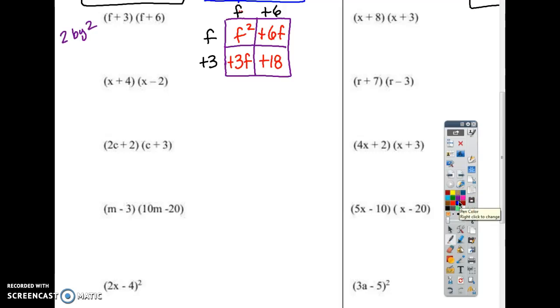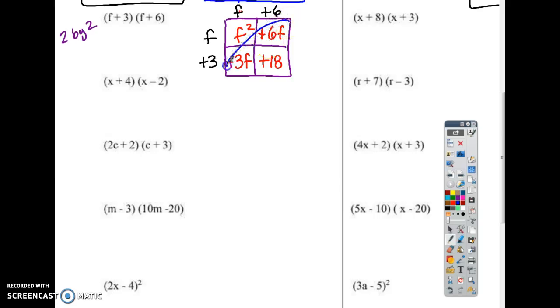Alright, so here's something that you need to remember. The diagonals will always be the same. What do I mean by the same? They're both going to have the same variable. Okay? If they don't, that means you did something wrong, and then you go back and you check. So these two are the same.